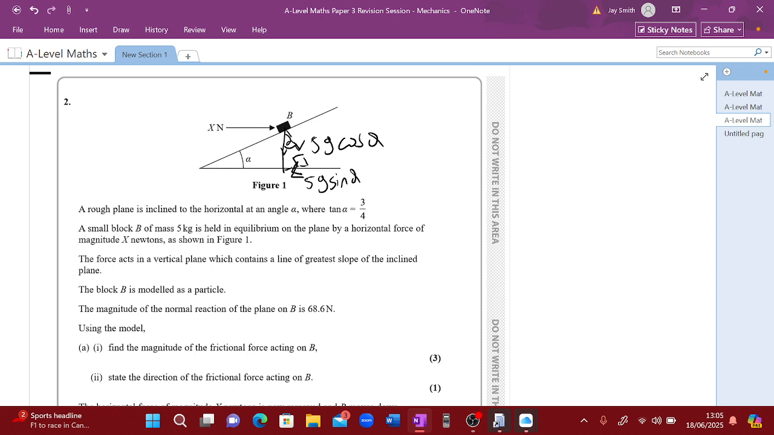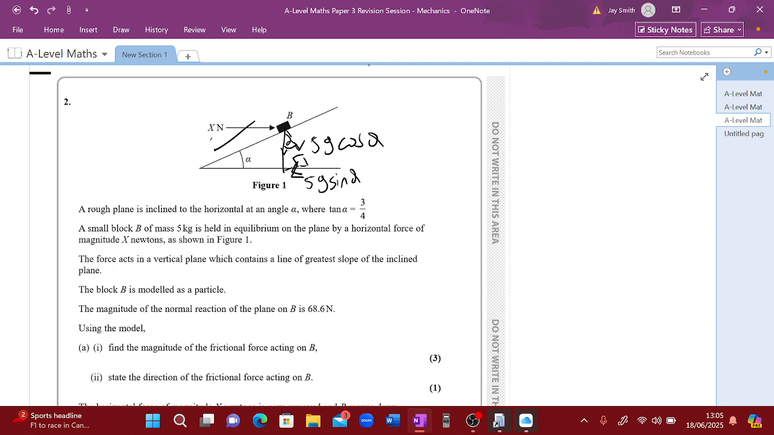Now we're told it's a rough plane. So that means there's friction. Now, where would friction be? Actually, it doesn't really matter where you put it because if you do it in one way, you just get the negative. So you just flip the sign. But I guess before you apply the force X, right? Obviously there'd be weight acting down, pulling the block down the slope.